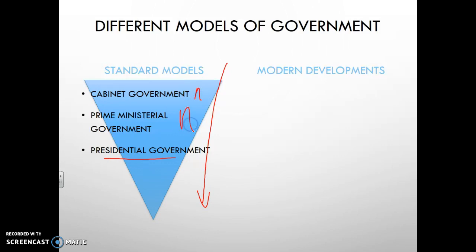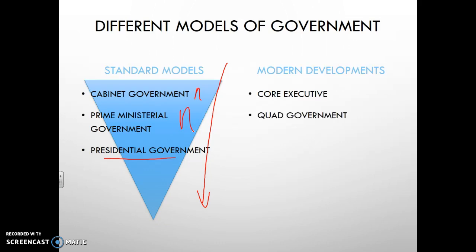Prime Ministerial government, the idea that the Prime Minister leads from the front. Presidential government, the idea that the Prime Minister makes all of the decisions, and Cabinet is really just there to ratify those decisions and to see them implemented at a later date. Again, we're going to do a deep dive into all of this when we come to look at individual Prime Ministers and do some case studies on that.